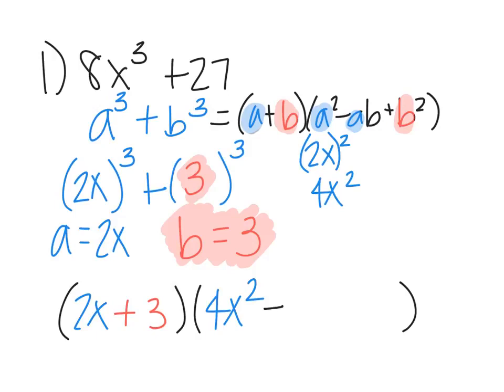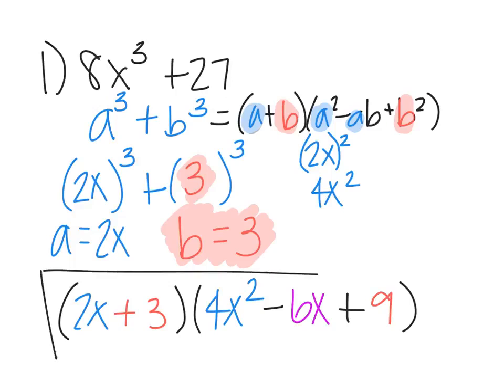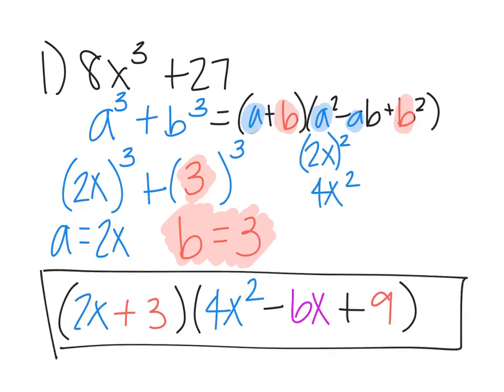And that next part, that minus ab, means that we're going to subtract and then a times b. So we've got to multiply 2x times 3, which is 6x. And then plus b squared. Well, b squared would be 3 squared, so that would be 9. So your final answer to this factorization is 2x plus 3 times 4x squared minus 6x plus 9. That means that if you were to multiply and distribute all of this back out, you would end up with 8x cubed plus 27.